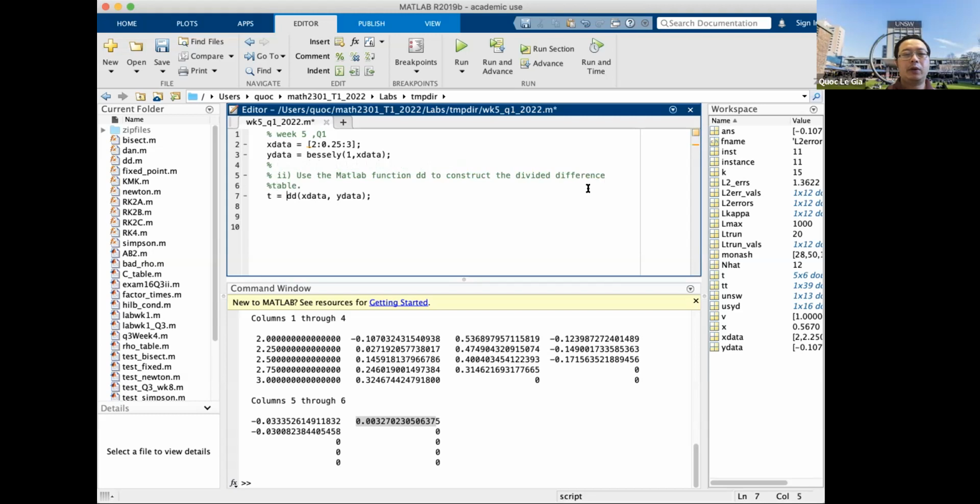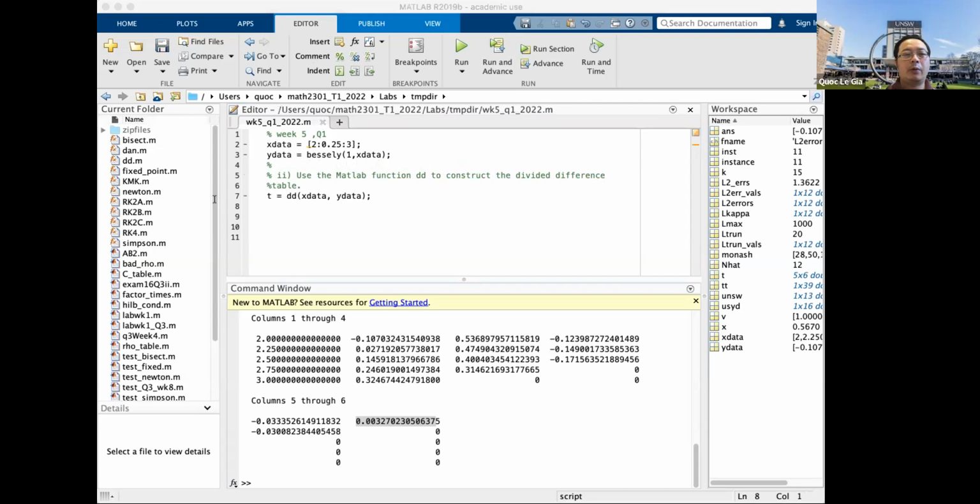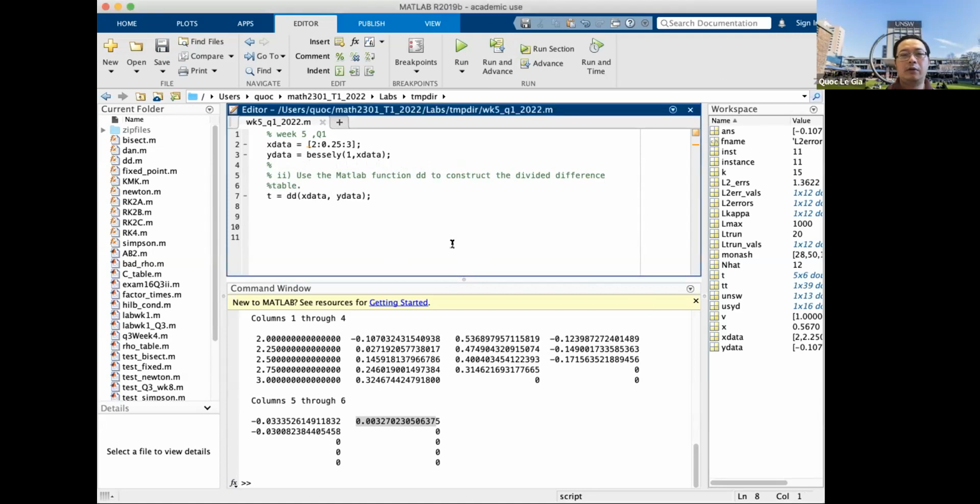And now question number 3 is, suppose I want to construct a Newton form, okay? So construct the Newton form. So this one is Newton form P4. Okay, so the degree is 4, P4. And you see the data is exactly the data we just gave.